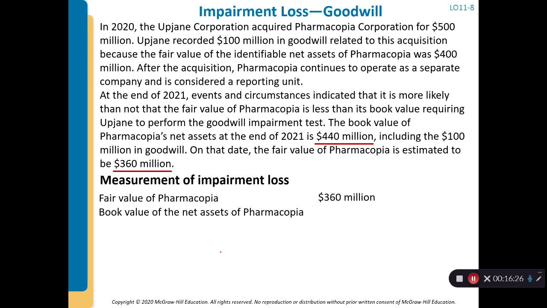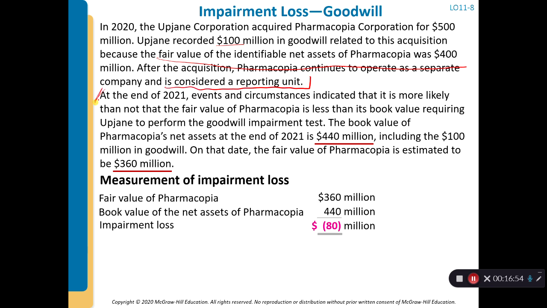Let's look at this example. In 2021, UPGene Corporation acquired Pharmacopoeia Corporation for $500 million. UPGene recorded $100 million of goodwill related to this acquisition, because the fair value of identifiable net assets of Pharmacopoeia was $400 million. After the acquisition, Pharmacopoeia continues to operate as a separate company and is considered a reporting unit.